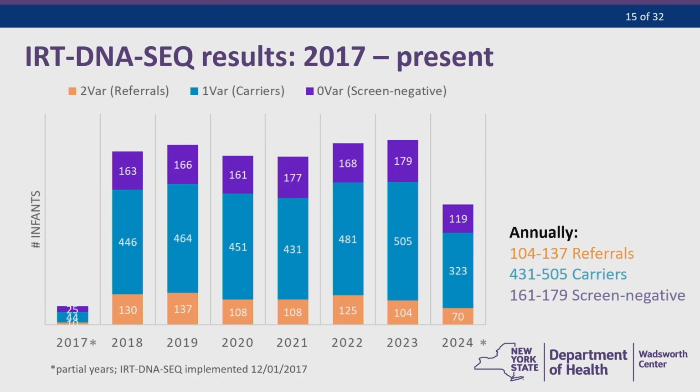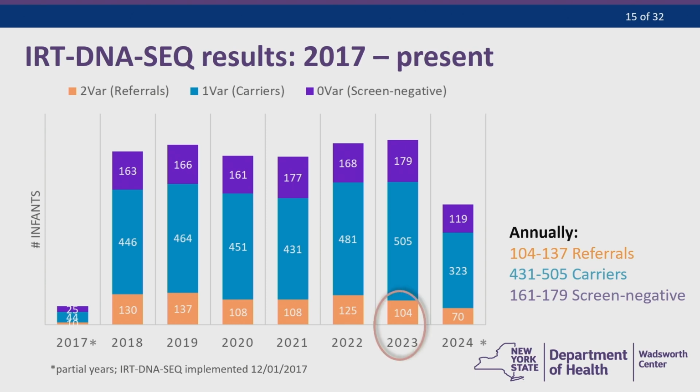This is a closer look at the referrals or the screens. Any baby who's had genetic testing since we implemented the test in December 2017, and annually we now get about 100 to 120 referrals, about 500 carriers, and 160 to 170 babies who would have been referred with no variants are now considered screen negative.